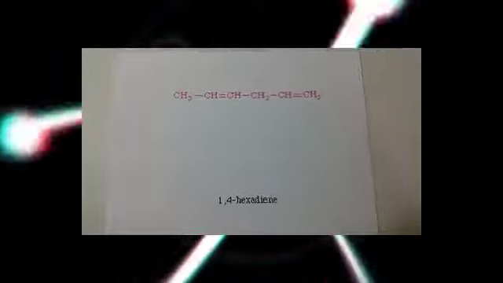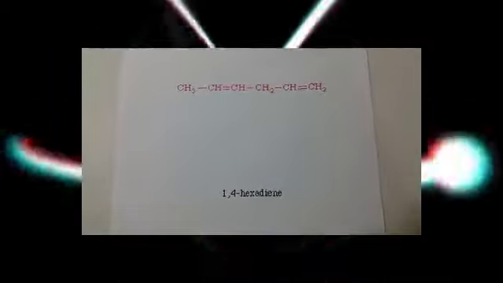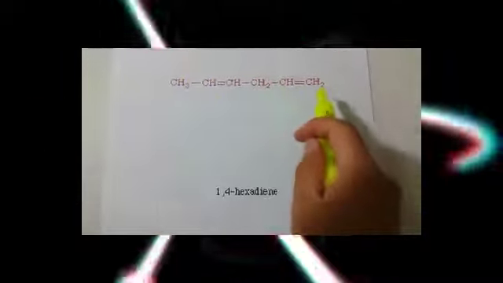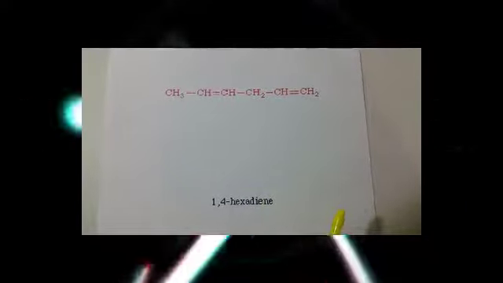Now here we have an example of alkenes. This condensed structure is called 1,4-hexadiene. So let's see why it's called like this. First, as always, find the parent chain. Well, this is just one, so this will be the parent chain.